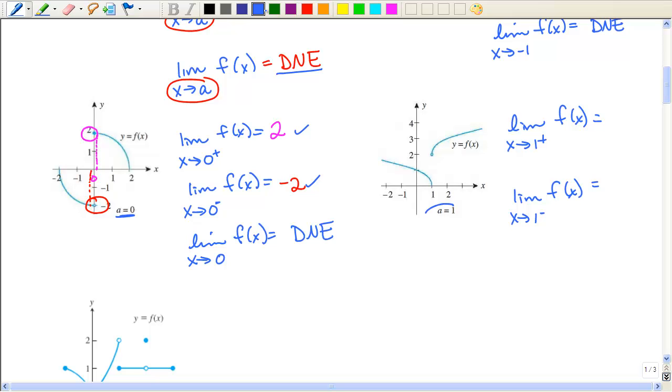All right, so again, we've got a is 1. So I want to go a little bit to the right of 1. I'd go up here.